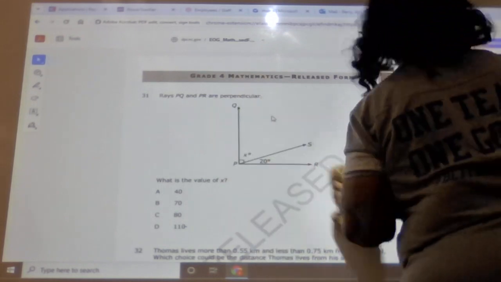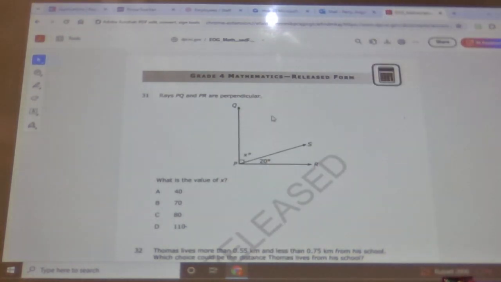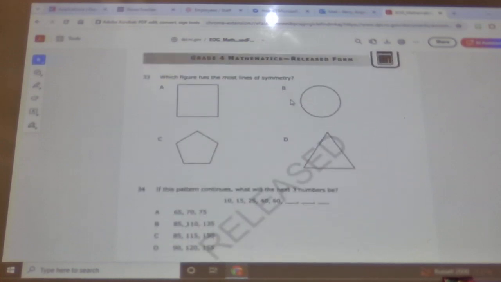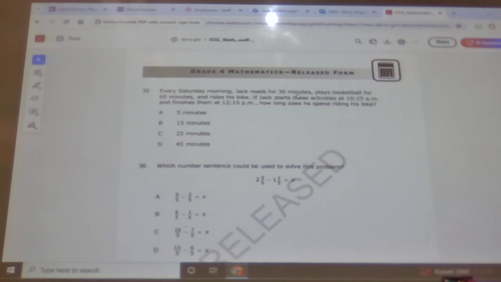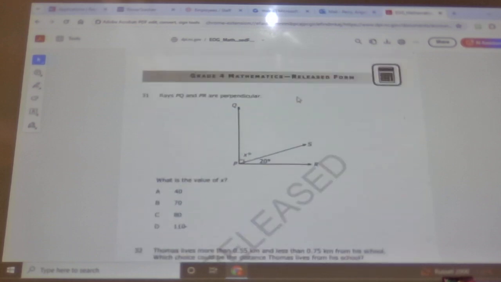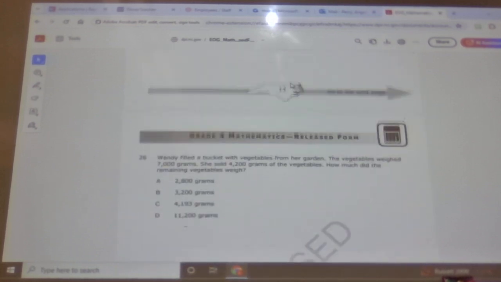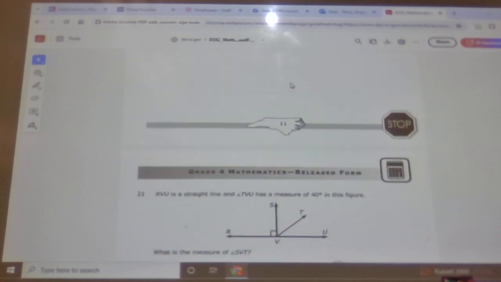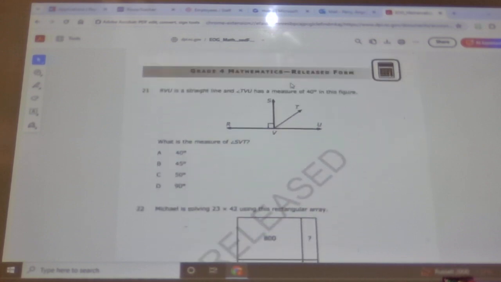And I'm going to do one more. Okay, let's look at 21. Let's look at another one with angles.